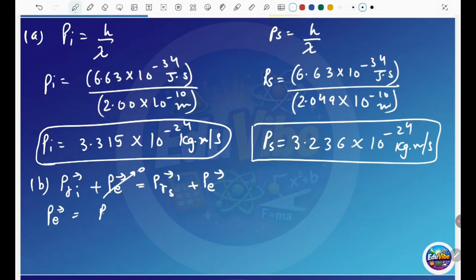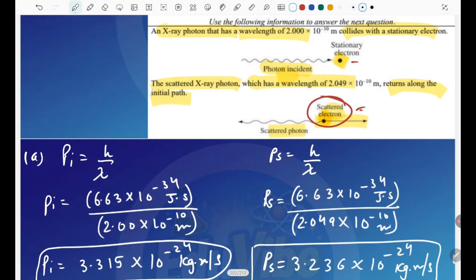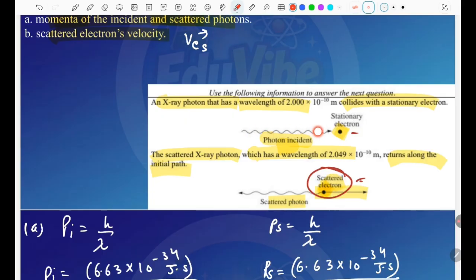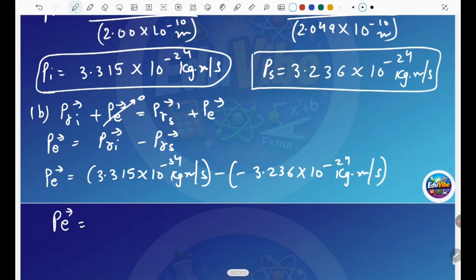So Pe is equal to this one minus this momentum. And both of these momenta we already found in the A part. So put both in. So 3.315 into 10 raised to power minus 24 kg meter per second minus the scattered one, which is also negative. Why is it negative? Because when the light moves, we take this direction as positive. But when they scatter, they go in the opposite direction, which means we have to take this as negative now. So the scattered photon we take as negative 3.236 into 10 raised to minus 24 kg meter per second. When you solve this, you get Pe, the electron momentum, as 6.550 into 10 raised to power minus 24 kg meter per second.